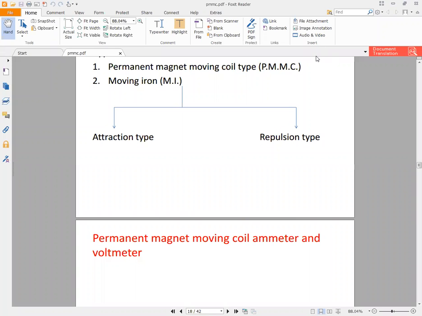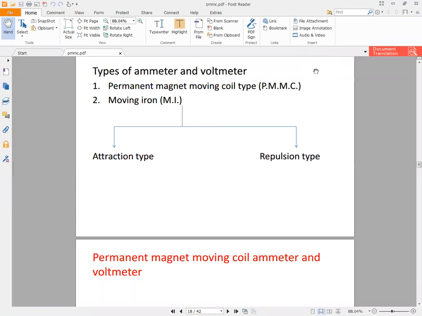Hello students, in today's lecture we will see the next unit from the measurement subject, measurement of voltage and current. As we know, to measure the voltage and the current we require measuring instruments, and those measuring instruments are the ammeter and voltmeter. With the help of an ammeter we can measure the current, and by the voltmeter we can simply measure the voltage.